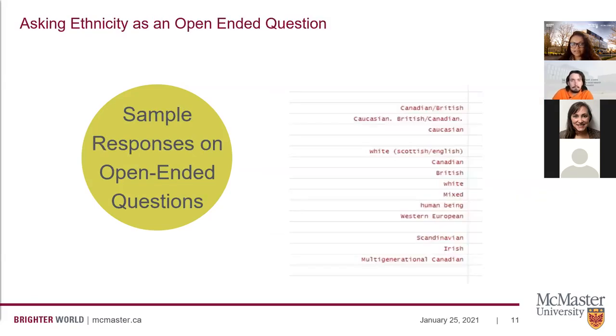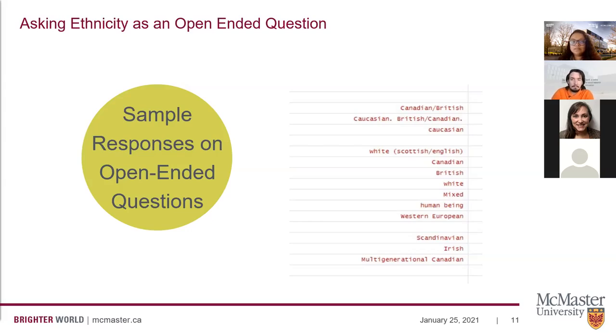I'll just give you an example. This is from a survey that I've personally done, and these are the kinds of responses that you get, which then you have to, for analysis purposes, code, right? You'll have people that say they are Canadian and British. You'll have people that say they're mixed. You'll have people that say that they're a human being, that they're Scandinavian, that they're multi-generational Canadian.